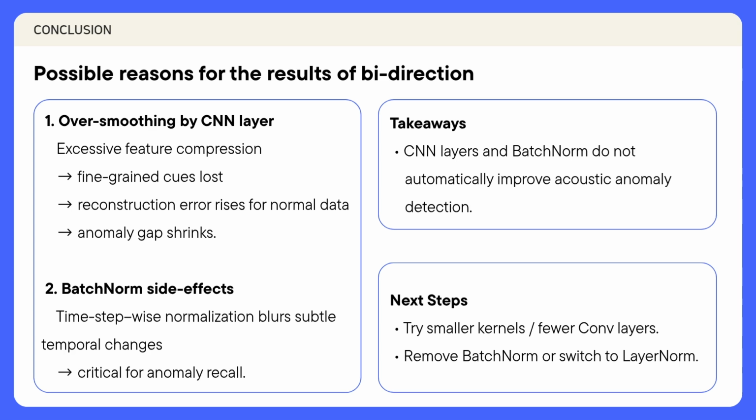These findings show that adding CNN layers and batch normalization does not automatically improve acoustic anomaly detection. In future experiments, we plan to test smaller kernel sizes, omit batch norm, apply layer norm, and explore various other combinations.